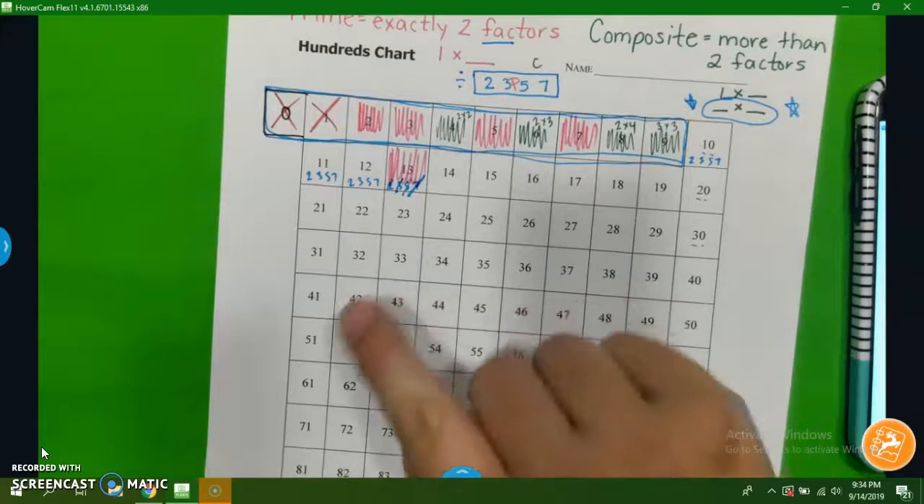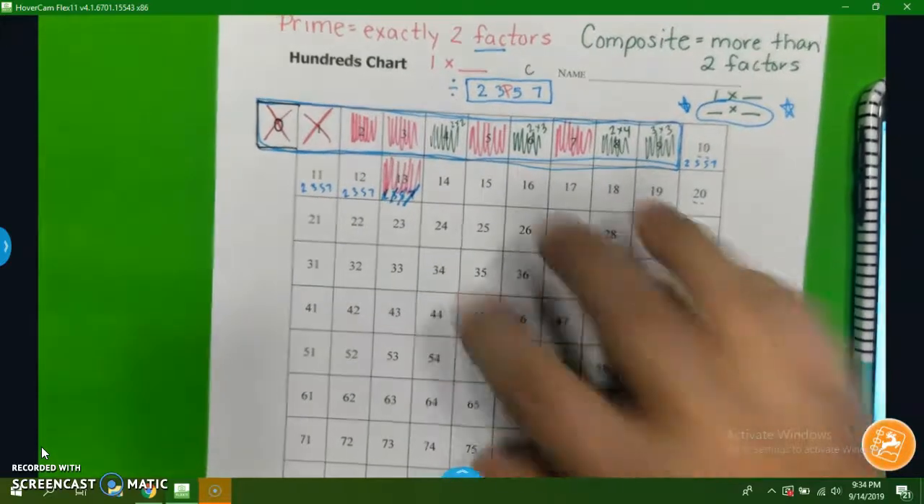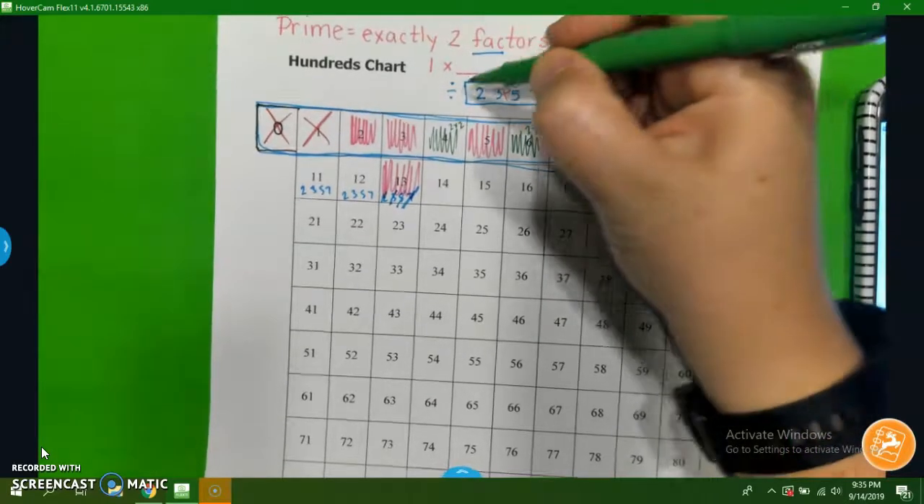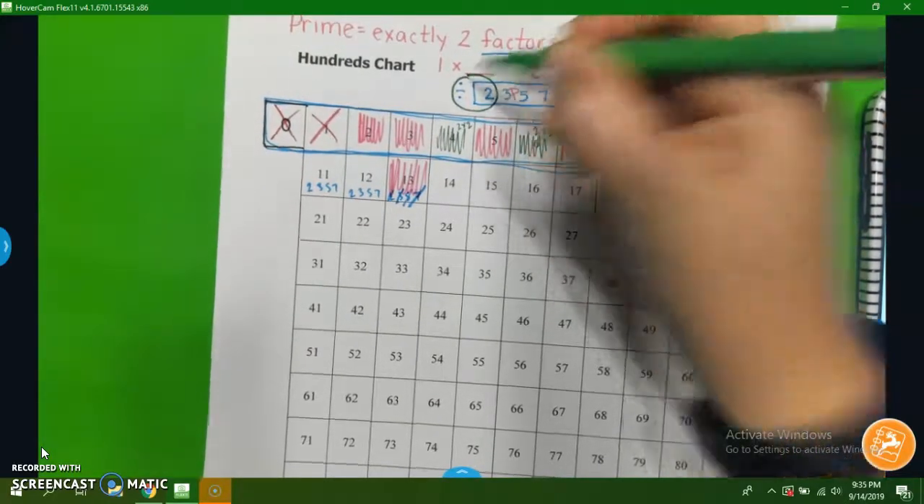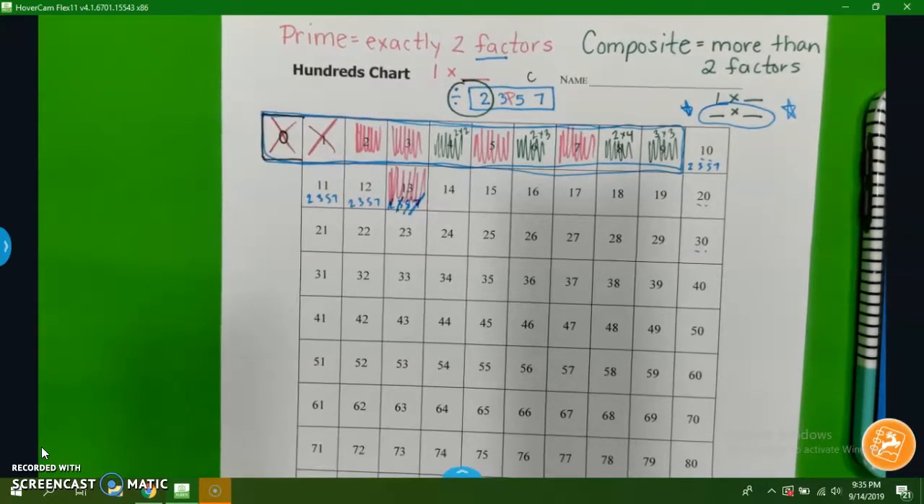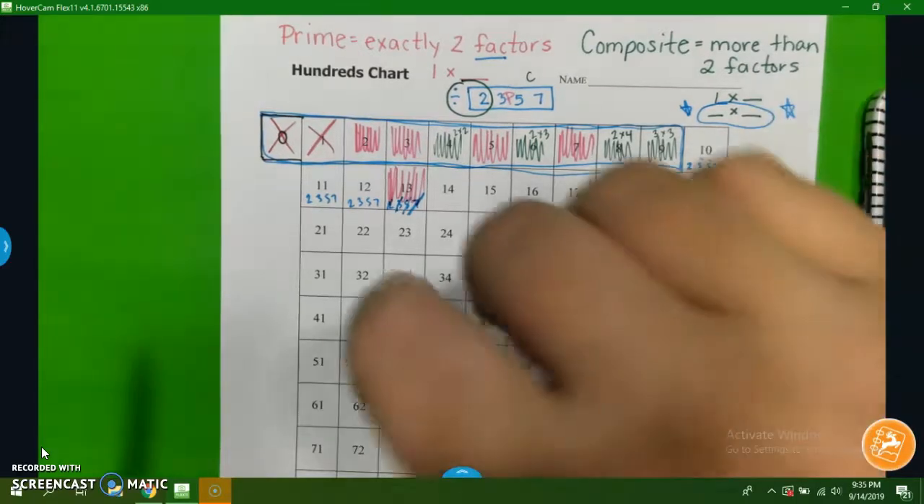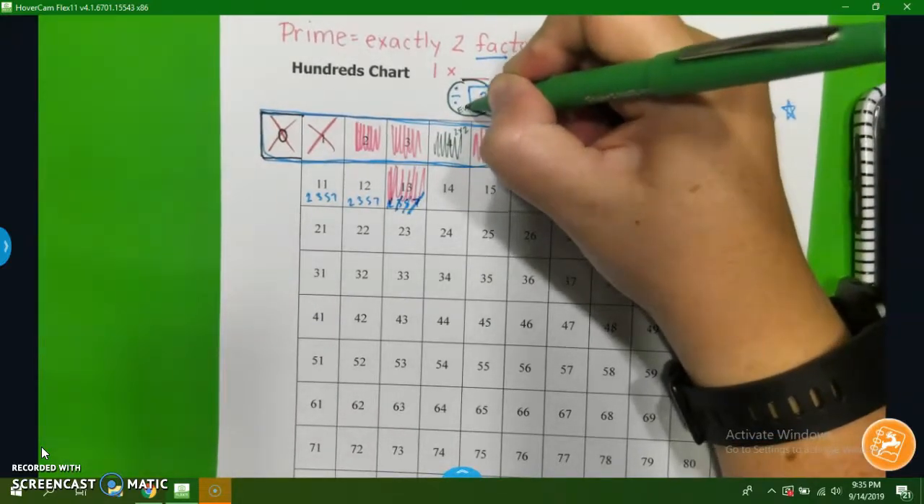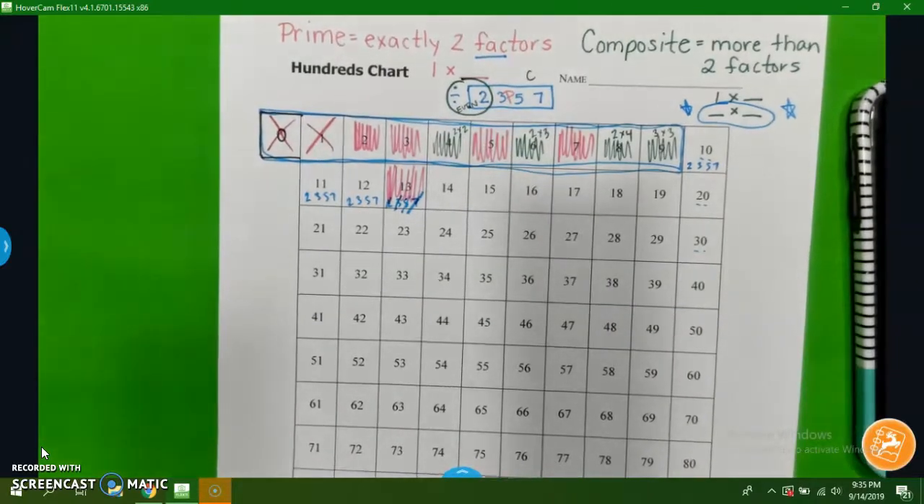Let's think about what's going to happen on this chart when we take a number and divide it by 2. You should already know what type of numbers are divisible by 2. What type of numbers are divisible by 2? Not prime and composite. I just gave it away. That's not what we're talking about. If we're talking about being divisible by 2, we are talking about even numbers. Y'all remember that? So, even numbers are divisible by 2.